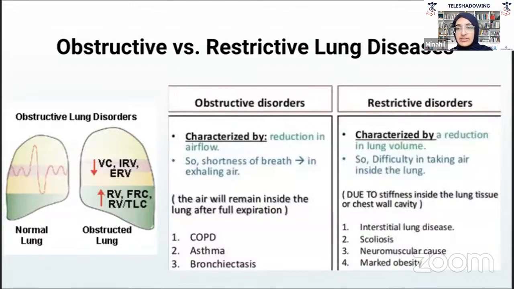Now, restrictive respiratory diseases are the opposite of obstructive respiratory diseases, because they prevent a patient's ability to get air into the lungs instead of out. So instead of overexpanding the lungs, the lung volumes and capacities actually shrink and reduce. This is due to stiffness inside the lung tissue or the chest wall cavity.